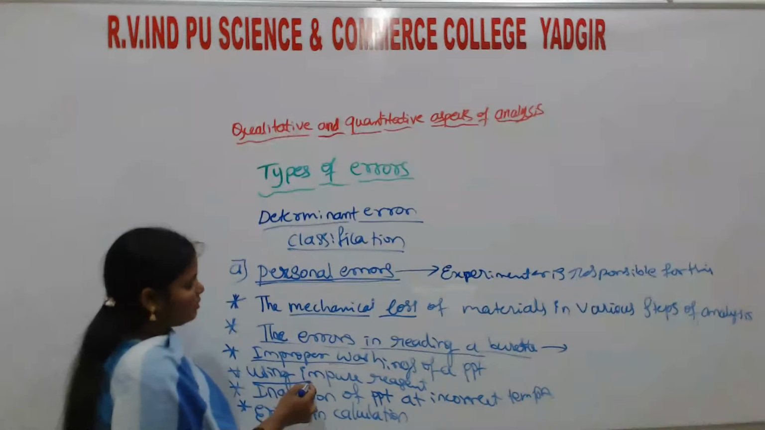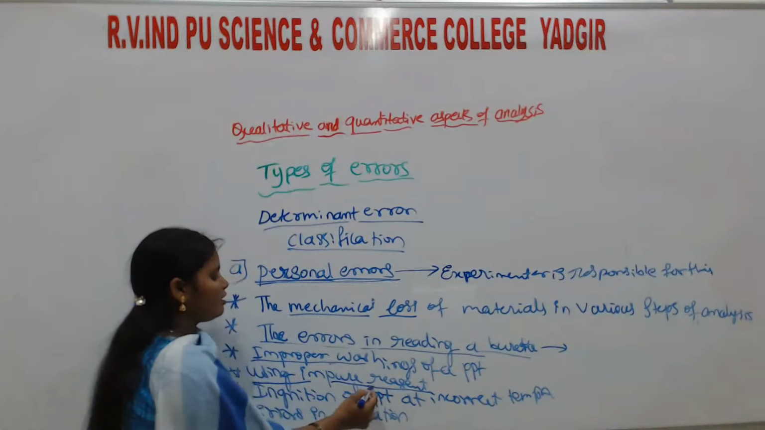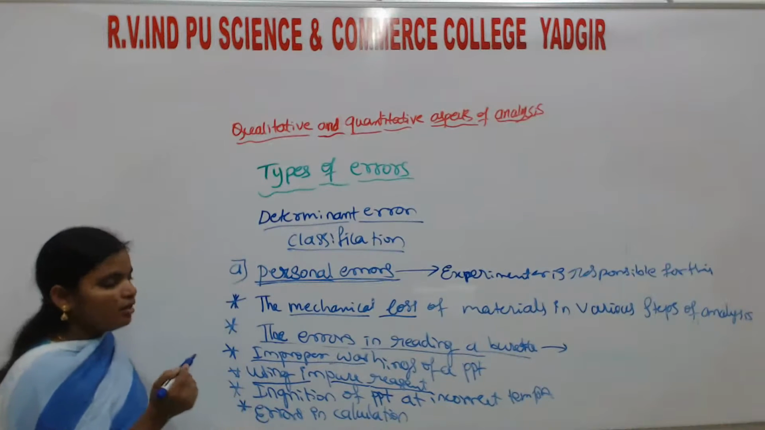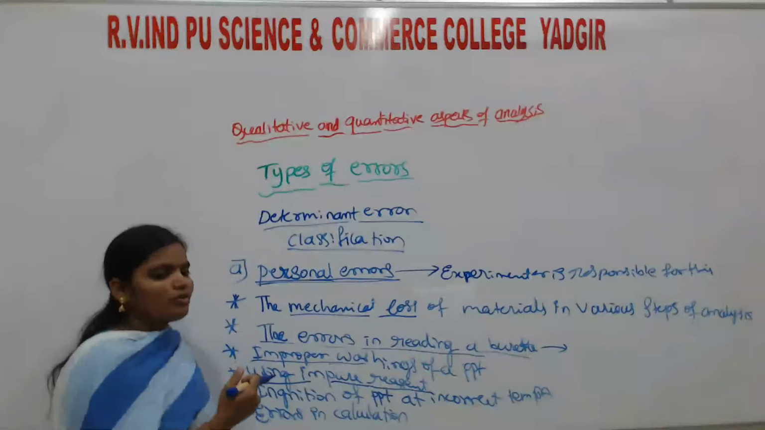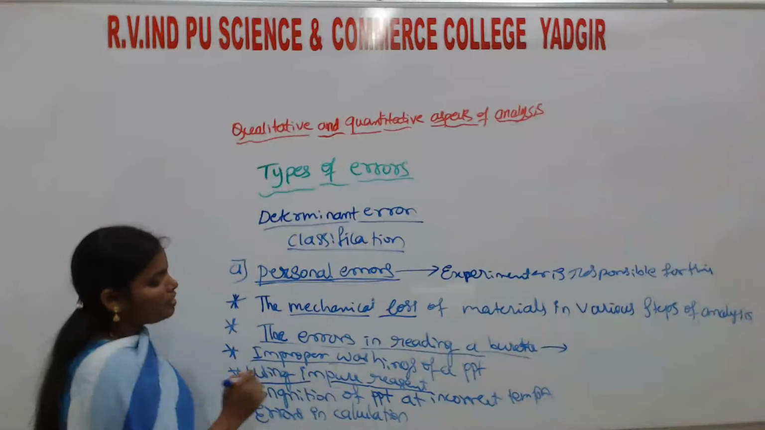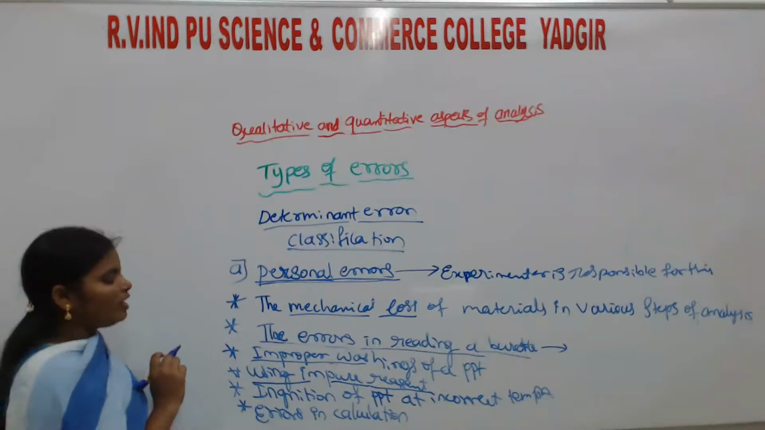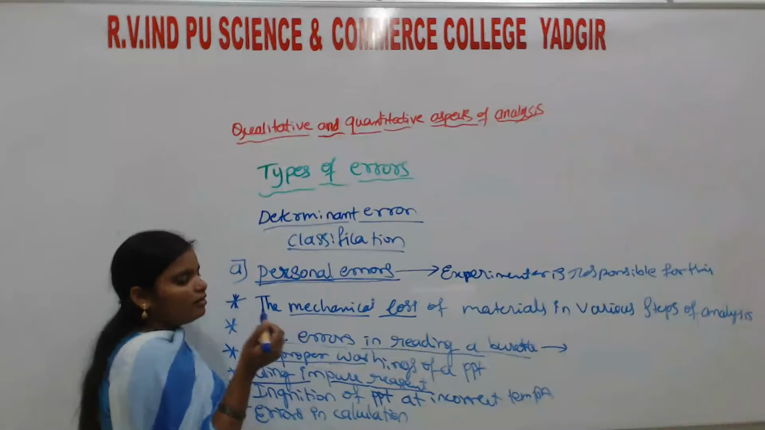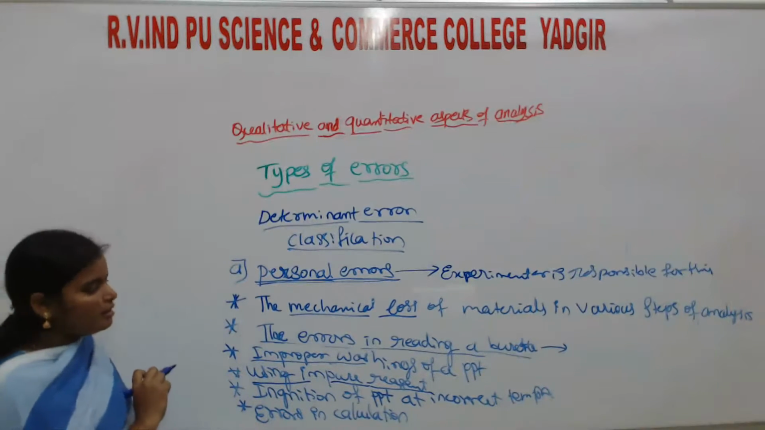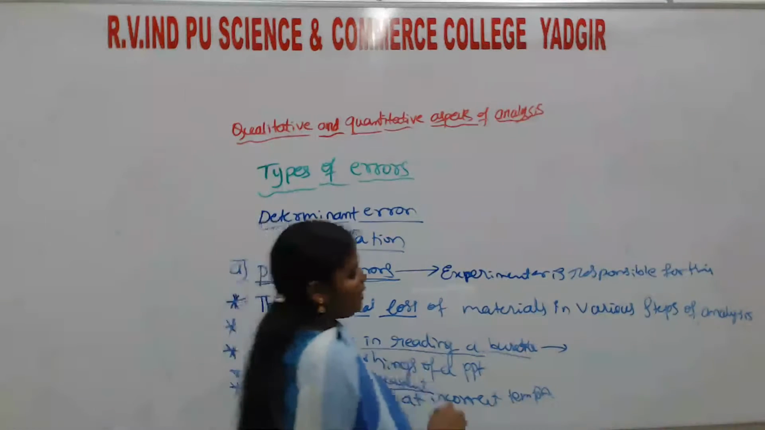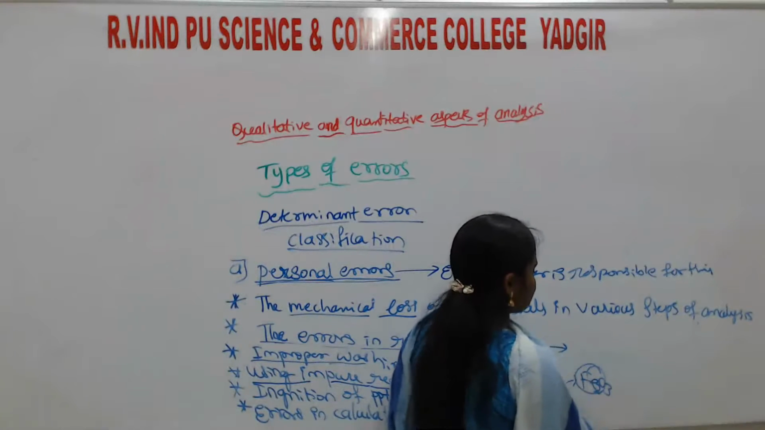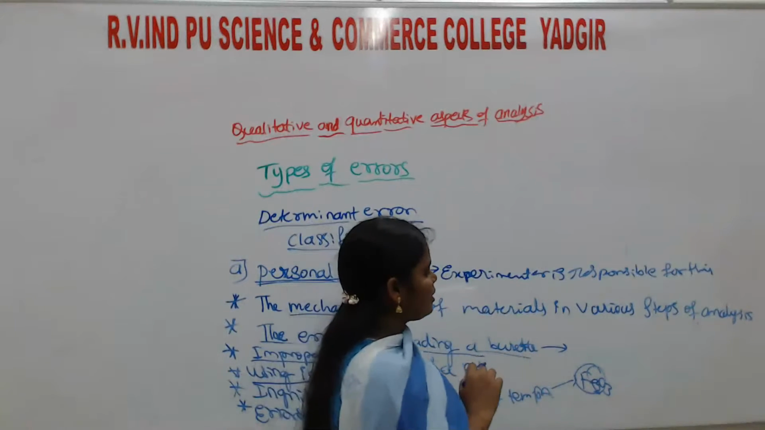Next, using impure reagent. When you are using an impure reagent, you do not get the desired product. Then ignition of a precipitate at incorrect temperature. In gravimetric analysis, you are finding the iron. The iron is precipitated, Fe2O3, ferric oxide is precipitating and ignition takes place.